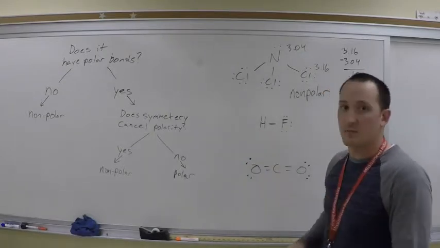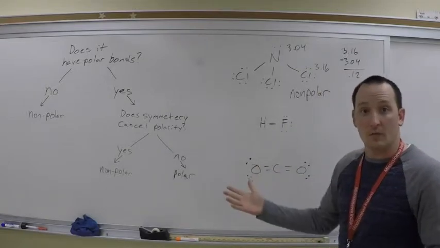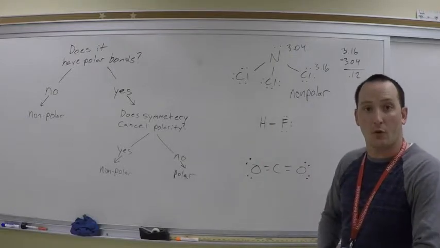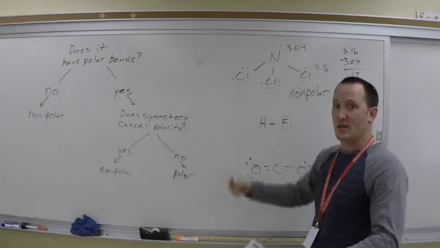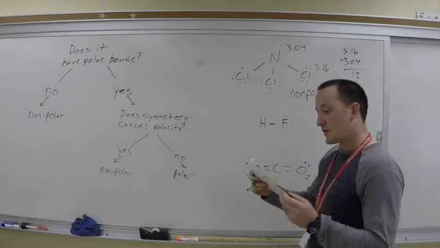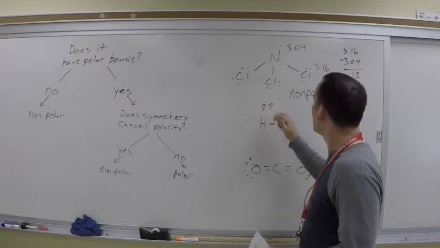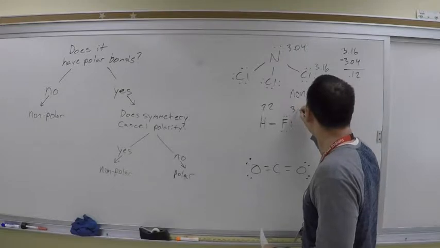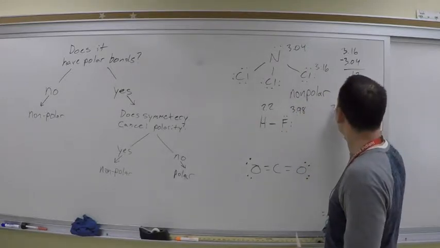So let's look at this next one, HF. The first thing I need to do is look up the electronegativities of each of my atoms, and then determine if my bonds are polar or not, because it's asking, does it have polar bonds? That's the first thing I consider. So hydrogen's electronegativity is 2.2. Fluorine's electronegativity is 3.98. So I'm going to subtract those electronegativities.